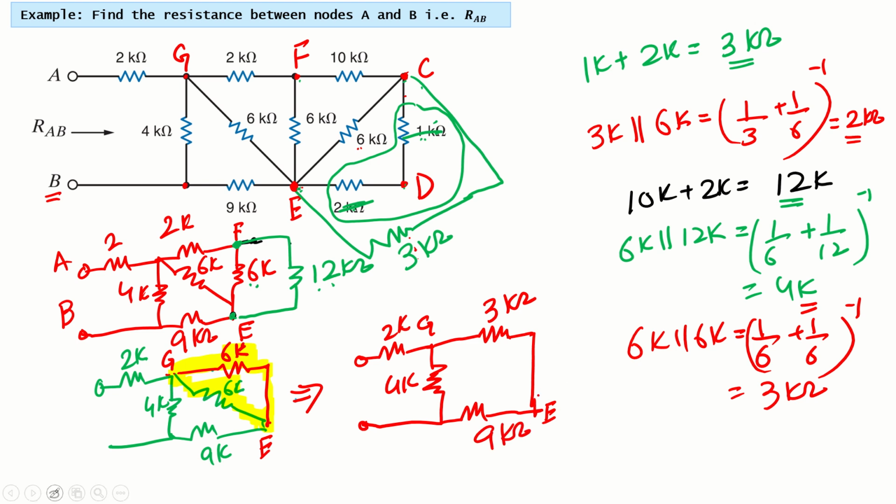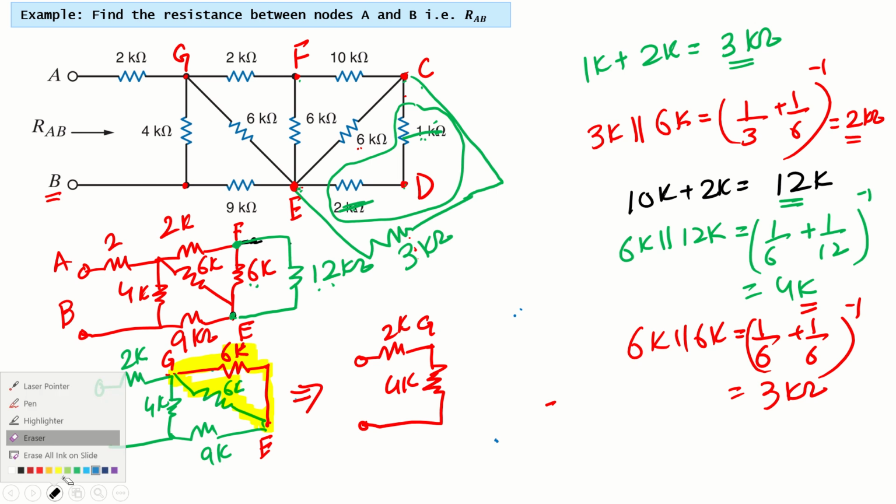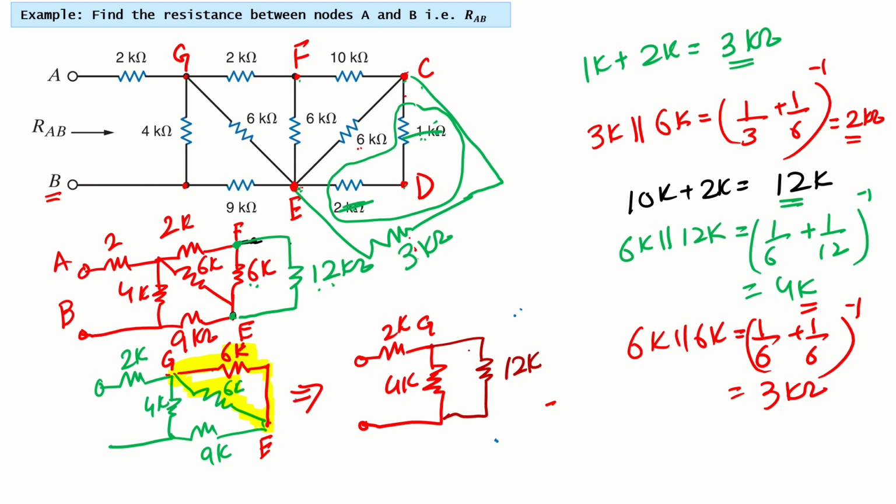Now what is next? We look at this circuit and find that this 3K and 9K are in series, because the same current will flow, or because they share one node. So 9 and 3, 12. I can replace these two resistors with one resistor with a value of 12K. That will be connected between G and B, because this node is B, right?